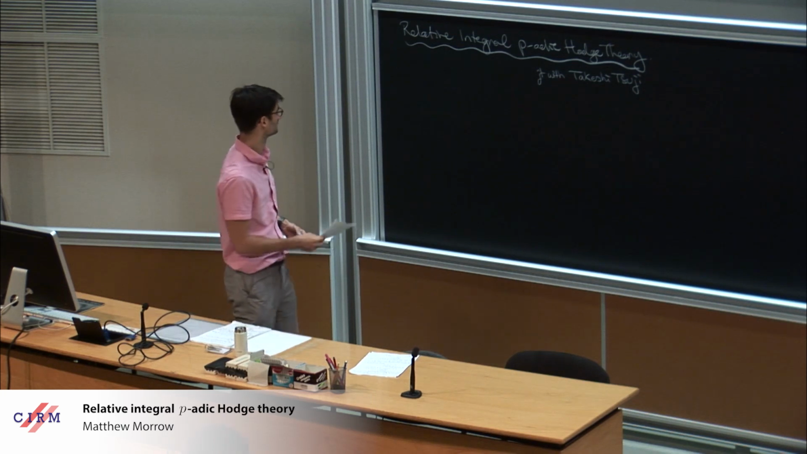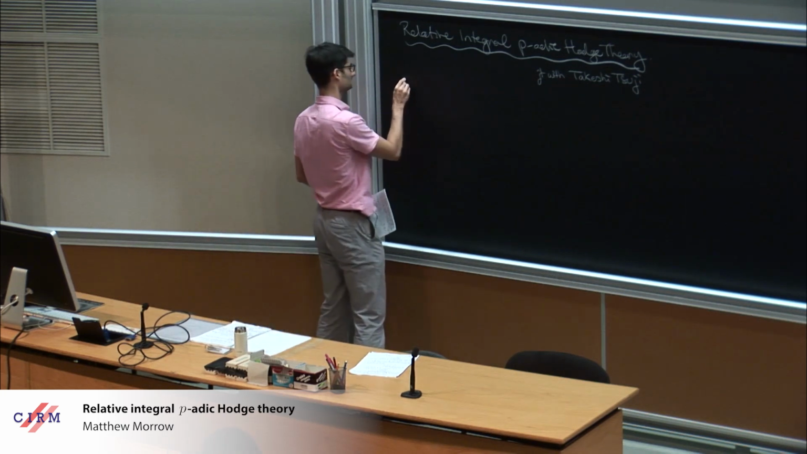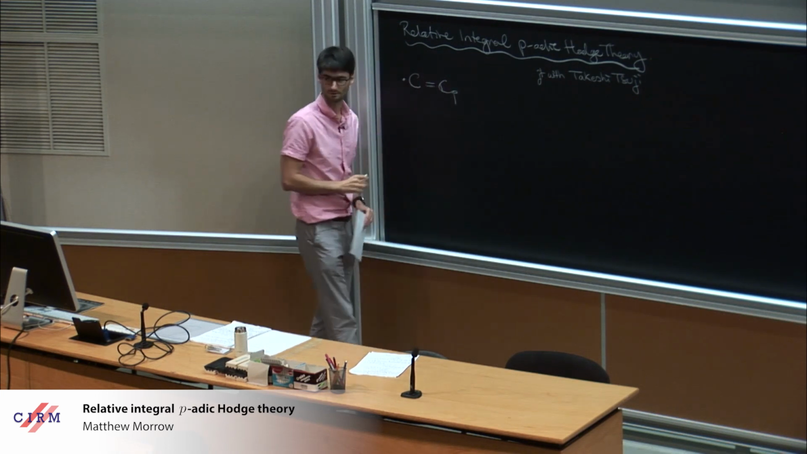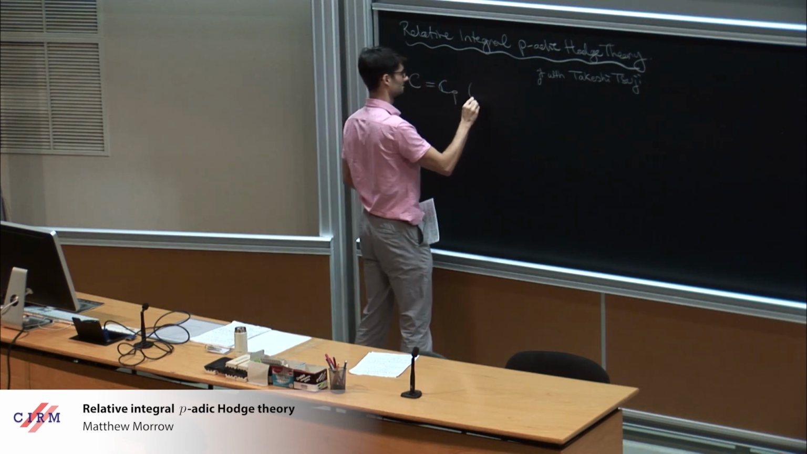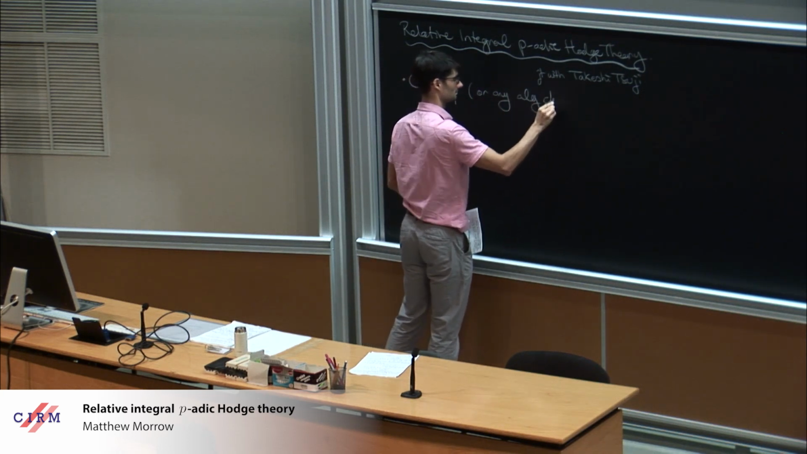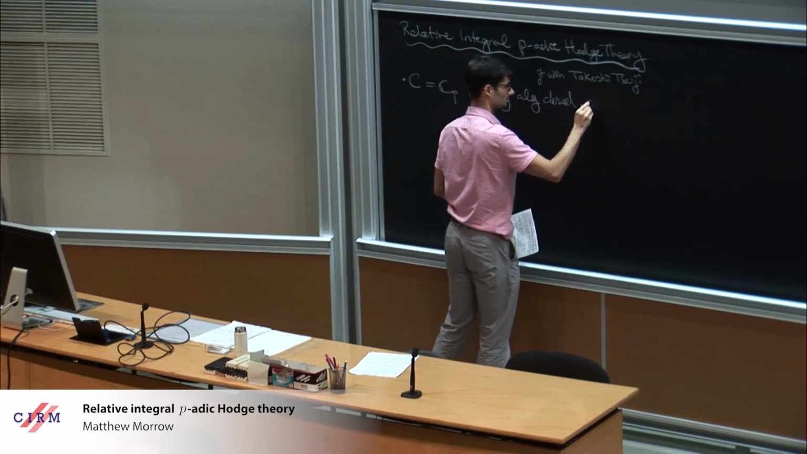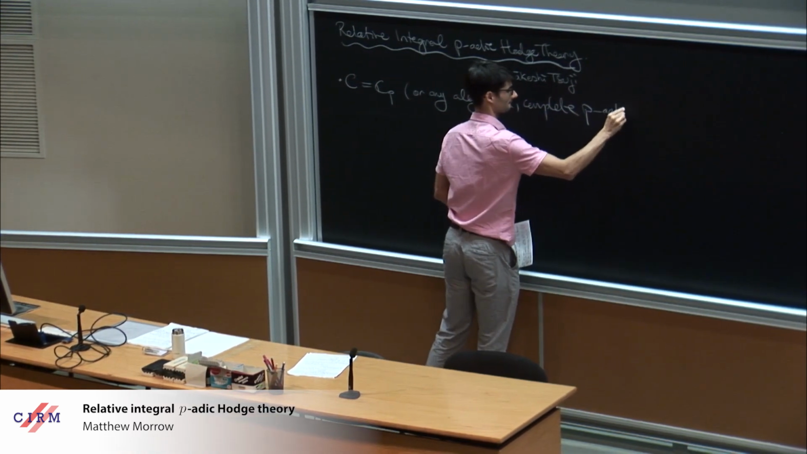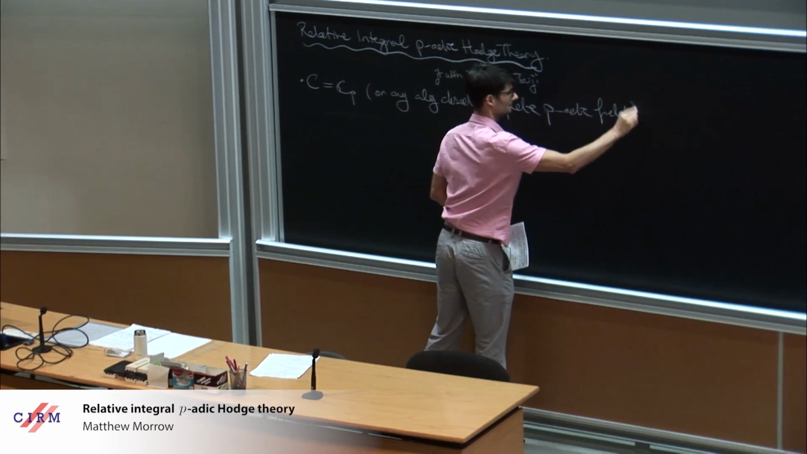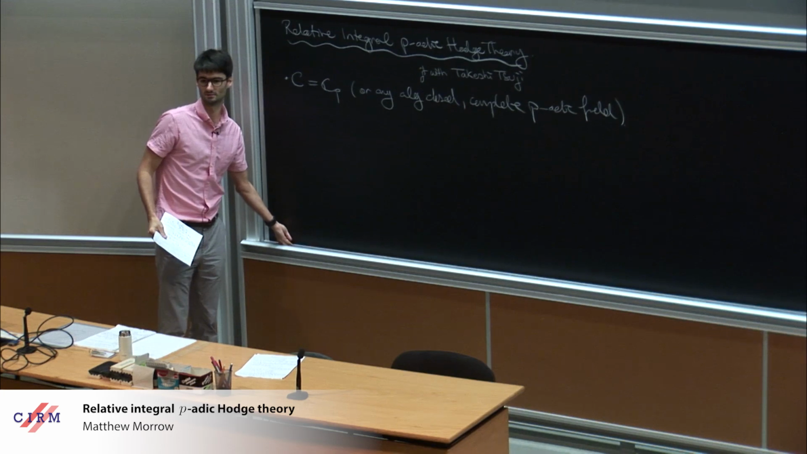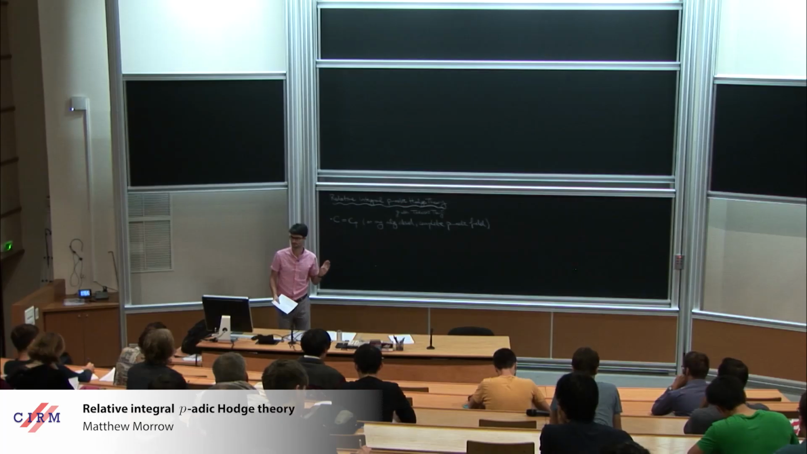So to set up the framework, we have some field C, such as the p-adic complex numbers, or more generally, any algebraically closed complete p-adic field. But one really loses no generality if you imagine this to be the completion of the algebraic closure of Q_p.